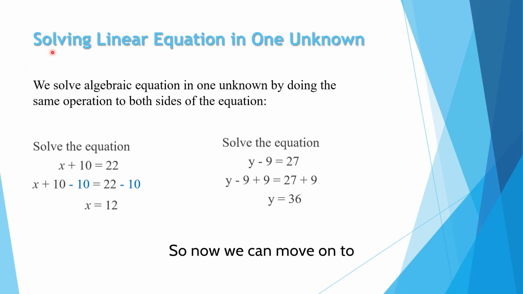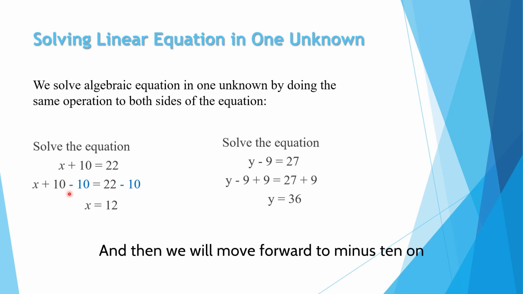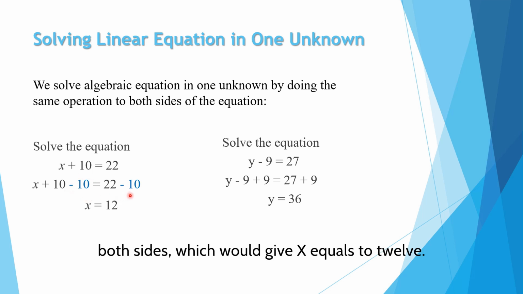So now we can move on to solving linear equations in one unknown. Usually, when we solve, we would do the same operation on both sides. Let's take this as a simple example. For x plus 10 equals 22, we would like to make x the subject. So we would like to cancel out the effect of plus 10, and then we will minus 10 on both sides, which would give x equals 12.